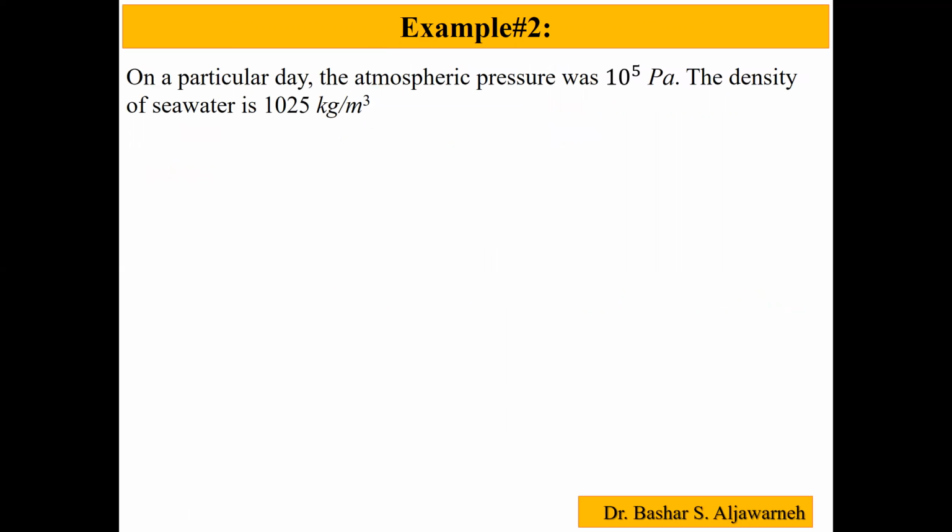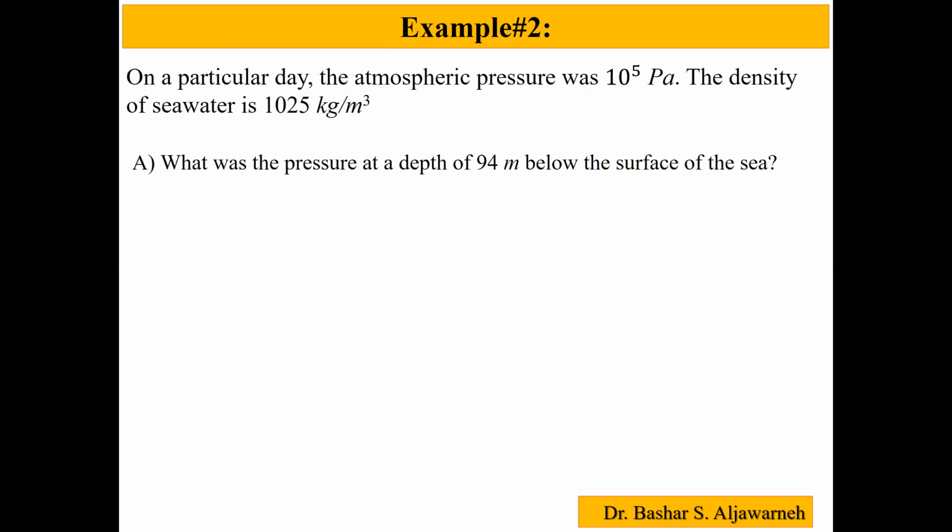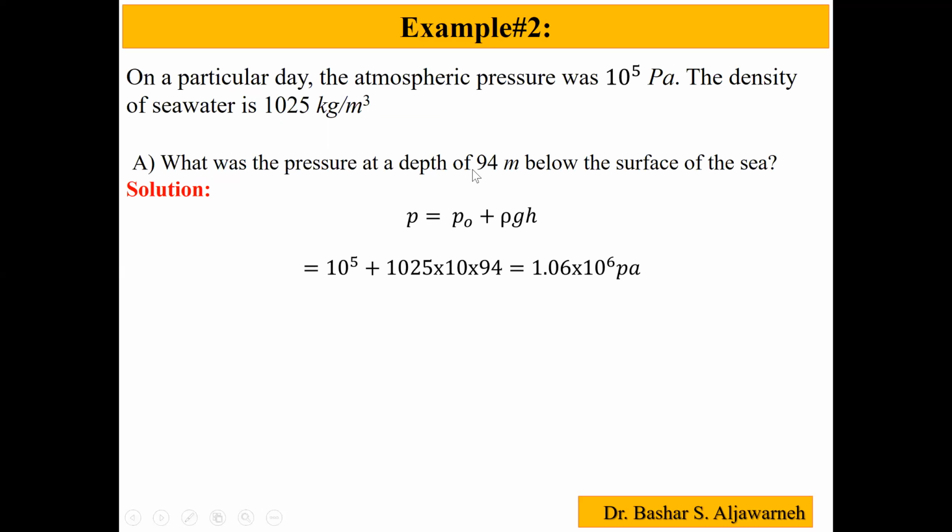Second example: on a particular day, the atmospheric pressure was 10 to the power 5 Pascal, and the density of seawater is given. 1. What was the pressure at this depth? Okay, we know the pressure at a certain depth equals the atmospheric pressure plus rho GH. Now, height is given, G is 10 meter per second square, the density is given too, and the atmospheric pressure is given too, so we are calculating only for the total pressure, or the pressure at this depth.